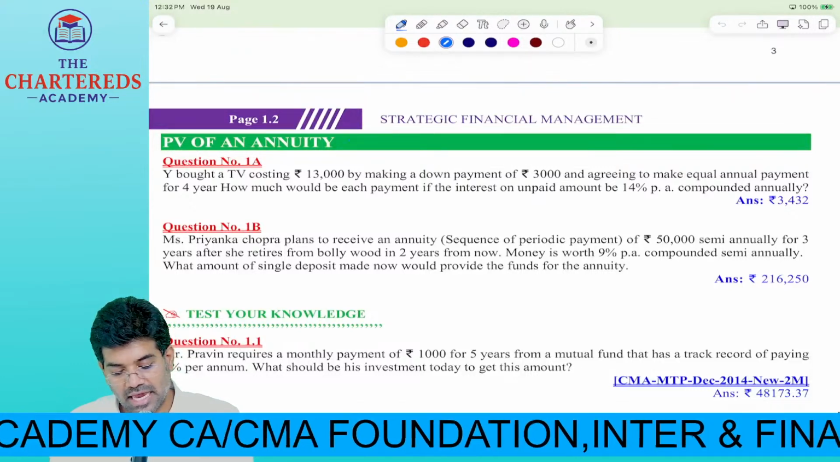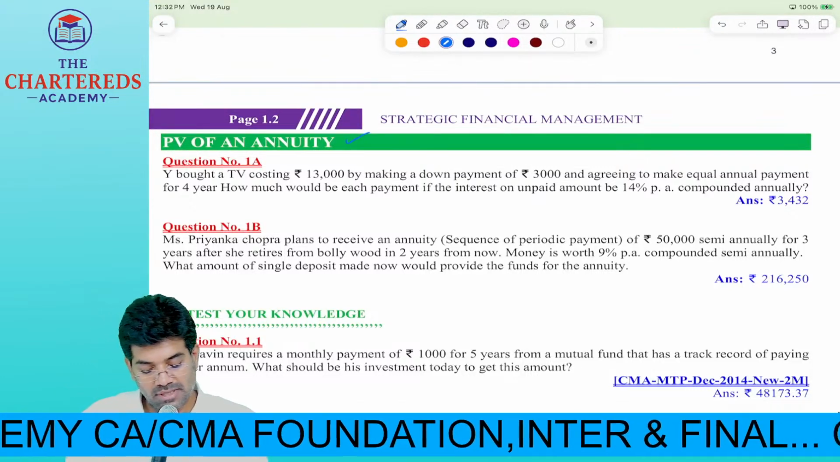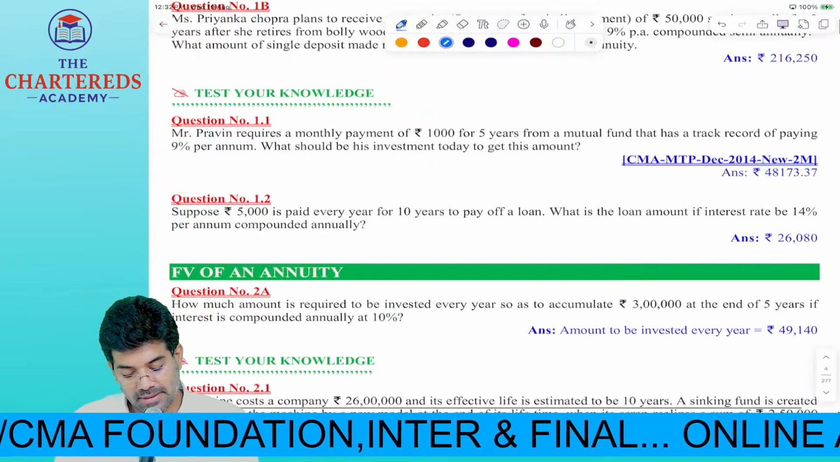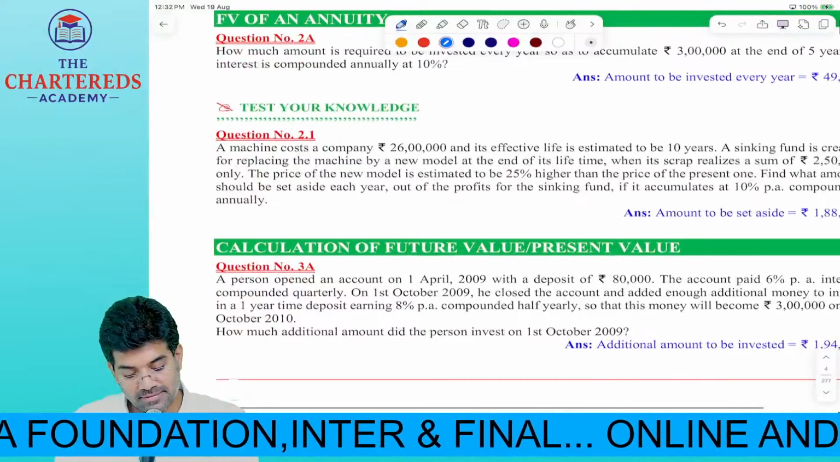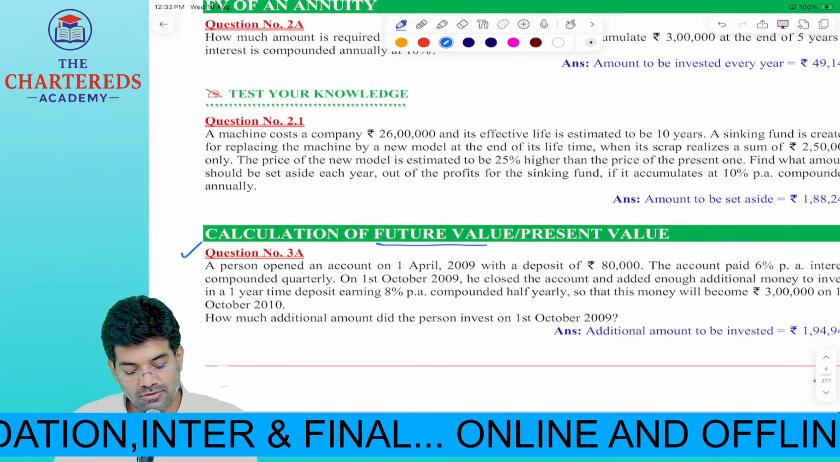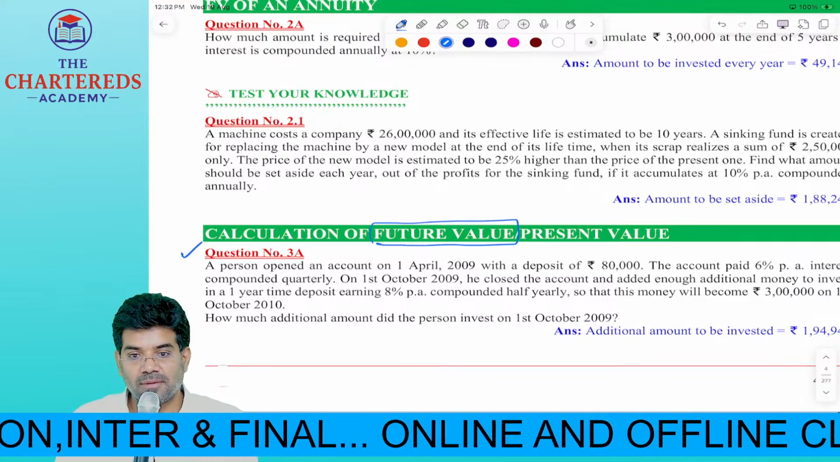So I kept only annuity related problems here. One problem is there: annuity, future value of annuity only. This one we can do. This is relating to future value.